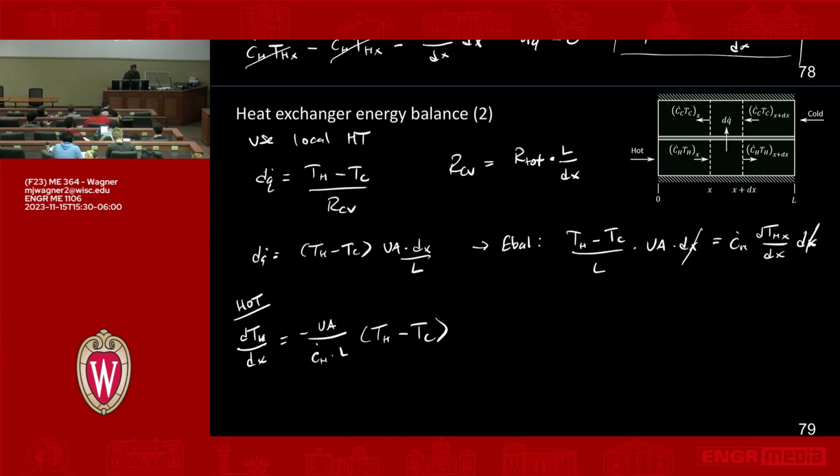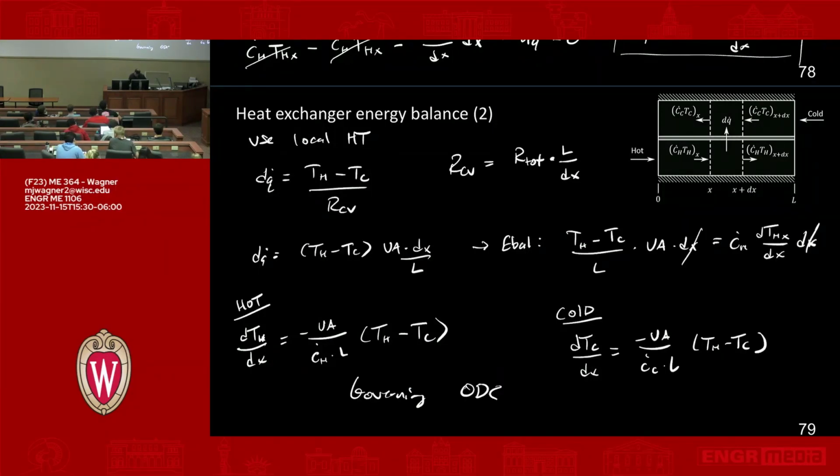We do the same thing. We can do the cold equation. I'm not going to do it again, but just write it out. So this is dTC/dx equals minus UA over C dot C times L times TH minus TC. Okay, so these are our governing ODEs. Two ODEs, two temperatures.